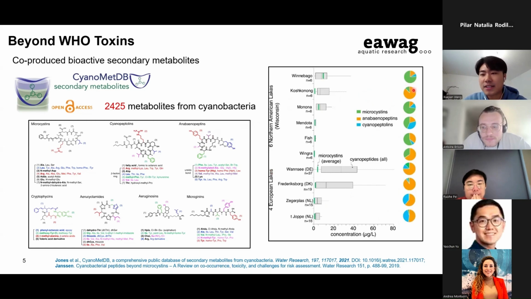So here's a chart. Each pie chart represents a lake, and the green color represents the concentration of microcystins. We can see that in some lakes, microcystin dominates the toxin profiles. However, there are also many other lakes that are not dominated by microcystins. So in this case, we think it's also important to focus more on other secondary metabolites, not just microcystins.